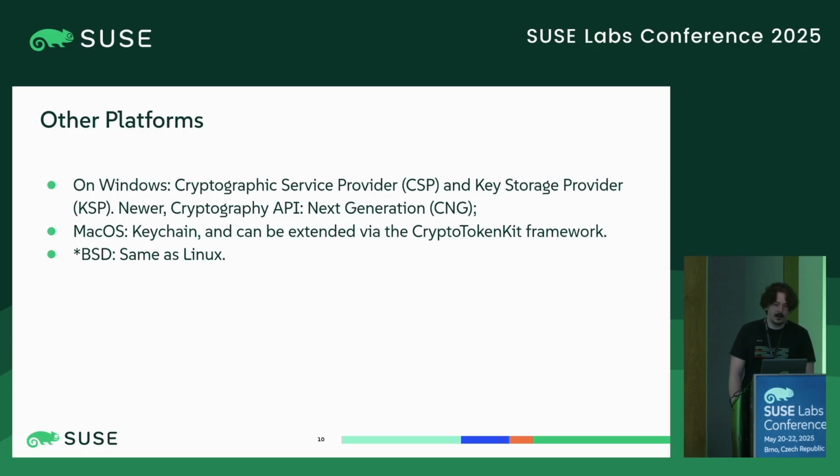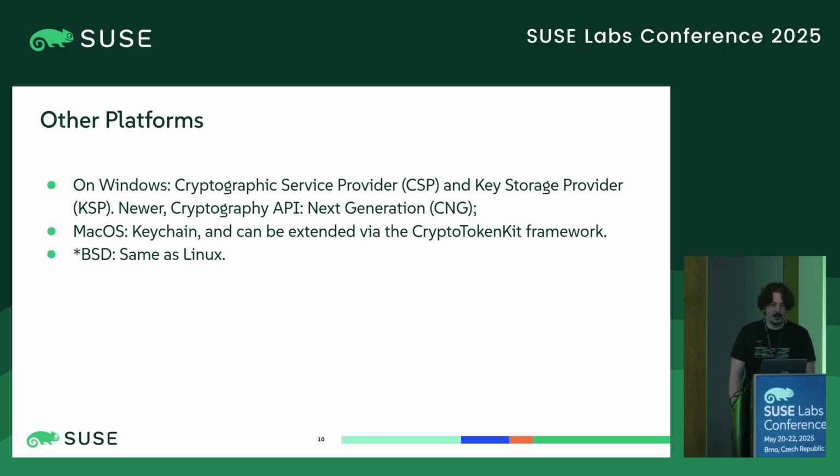Windows has the CSP, which is the cryptographic service provider, and the key storage provider. These are also implemented as shared libraries, and there's a new API, which is CNG, also implemented as a shared library, and is better integrated in the system, including browsers being able to load certificates from these APIs. Only Firefox can do this.